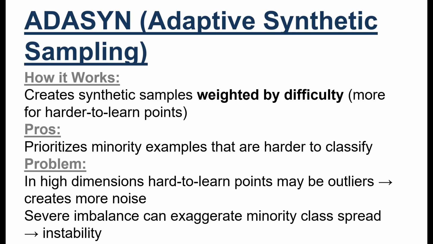Adaptive synthetic sampling. It generates more synthetic samples for minority points that are hardest to classify. The idea is clever, but it falls short in high dimensional, severely imbalanced data. Hard to learn points are often outliers, and generating more samples around outliers only amplifies the noise and leads to unstable minority class distribution.